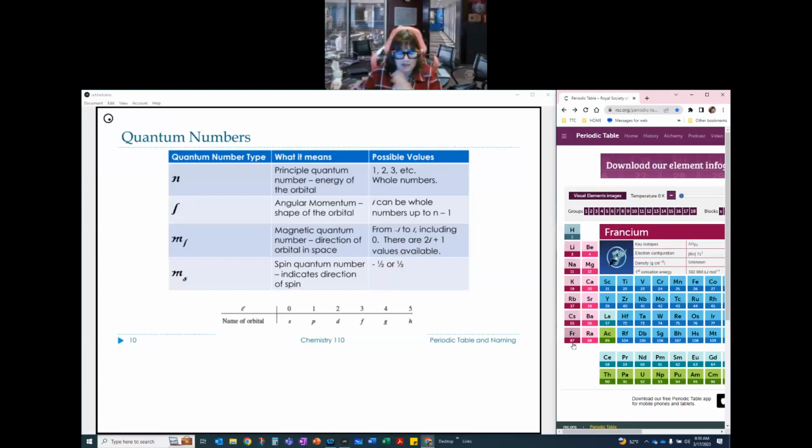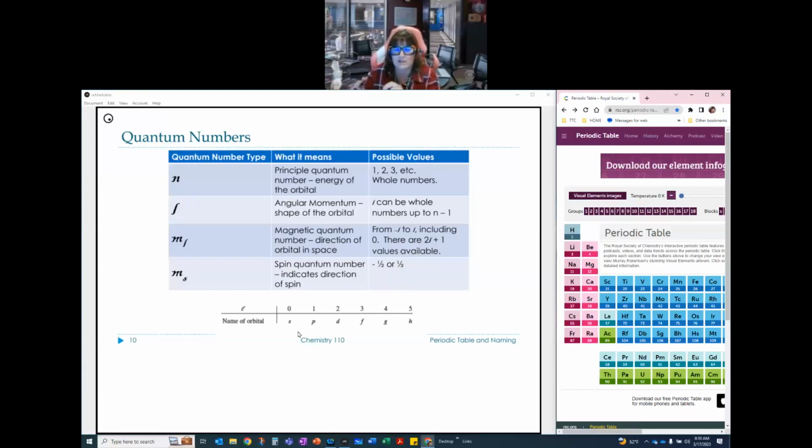L is our angular momentum. It has some possible values up to n minus 1. It tells me the shape of the orbital. You may have heard of this in terms of those shapes. So there are s orbitals, p orbitals, d orbitals, and f orbitals. Although there are g and h, we will not talk about those.